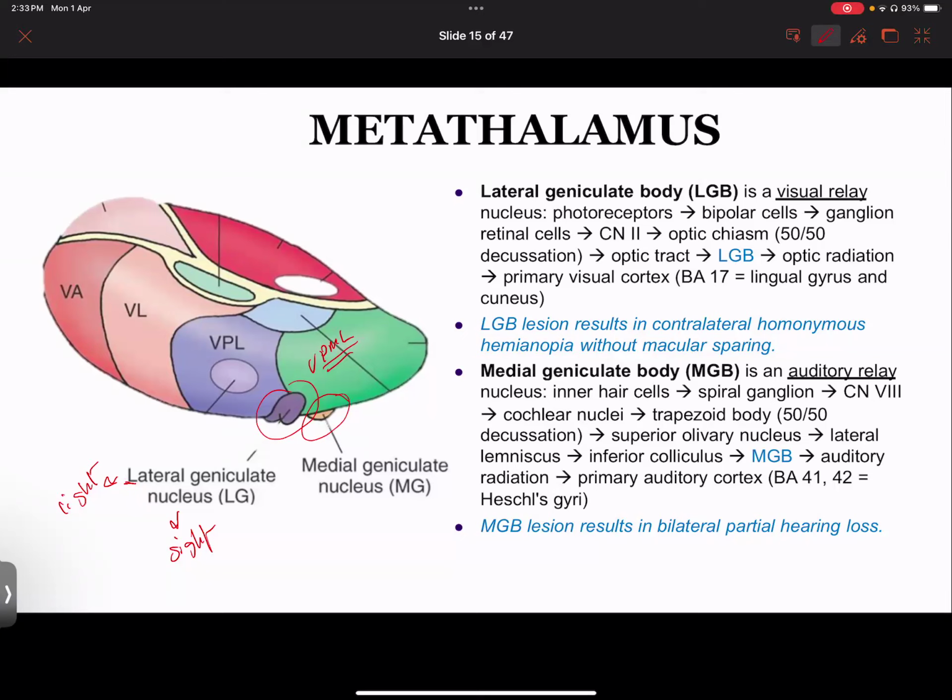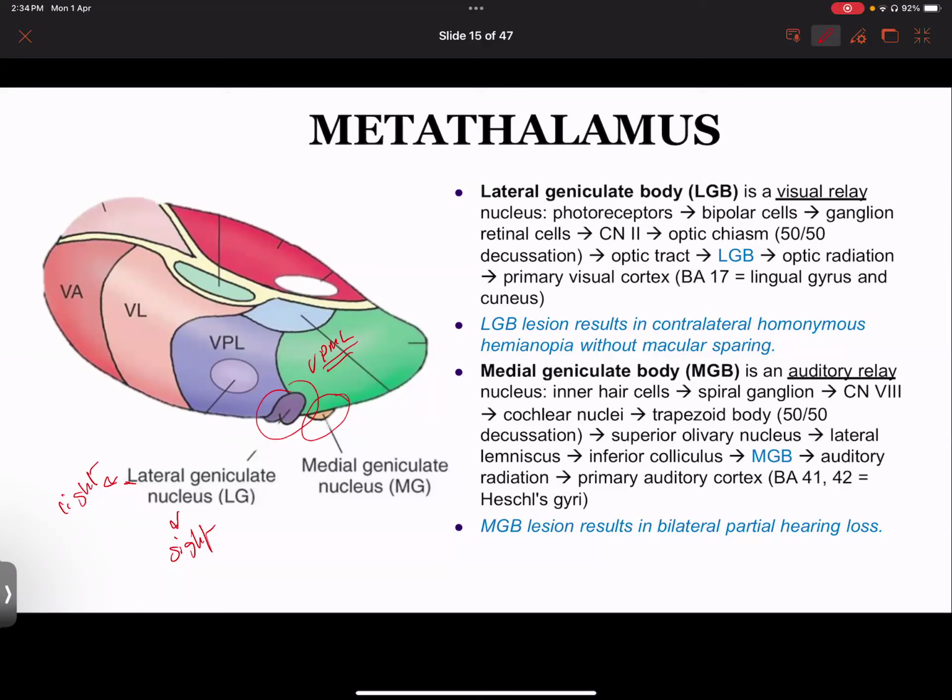Now if we have a lesion in the lateral geniculate nuclei, what do you guys expect will happen? It has to do with vision, so we're going to have visual deficits. What happens is we're going to have contralateral homonymous hemianopia without macular sparing.